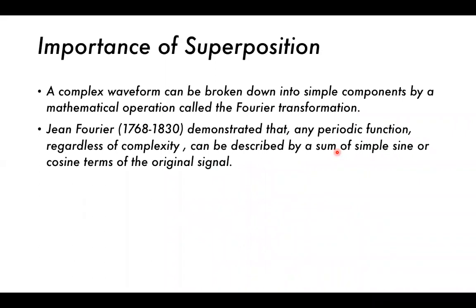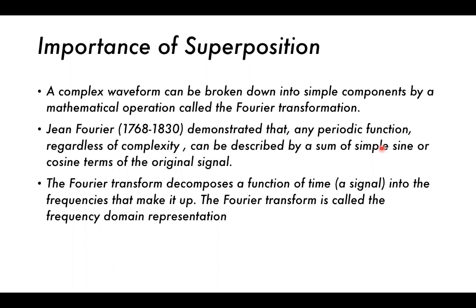Jean Fourier was a French mathematician who lived from 1768 to 1830, and he demonstrated that any periodic function, regardless of complexity, can be described by a sum of simple sine or cosine terms of the original signal. So this combination or sum of the simple functions allows us to basically work backwards from a complex signal and produce individual signals from that. So the Fourier transform decomposes a function of time, a signal, into the frequencies that make it up. The Fourier transform is called the frequency domain representation.